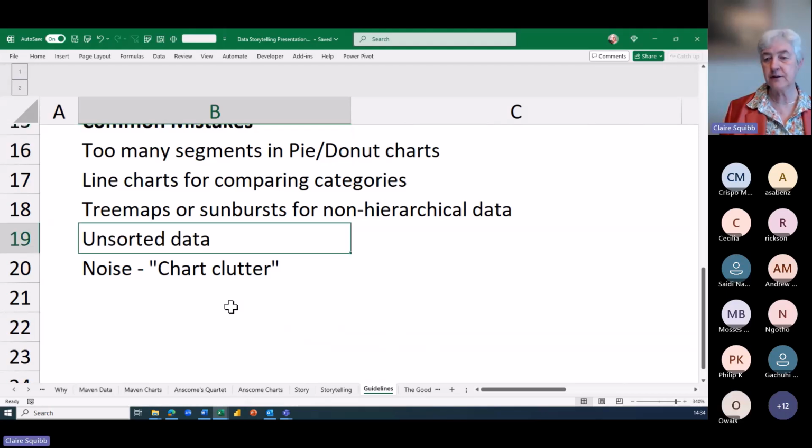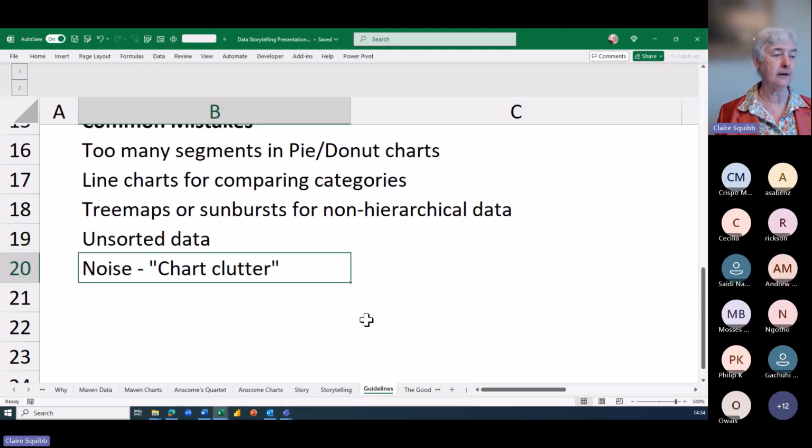Don't use unsorted data. If you're going to create a chart, put it in a particular order. Now, that might mean sorting your source data. If you're in Excel, the chart is picking up its order from the display in the Excel table. So sort your data in the table and the chart will be sorted into the correct order.